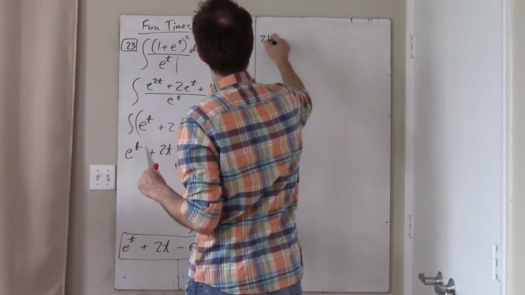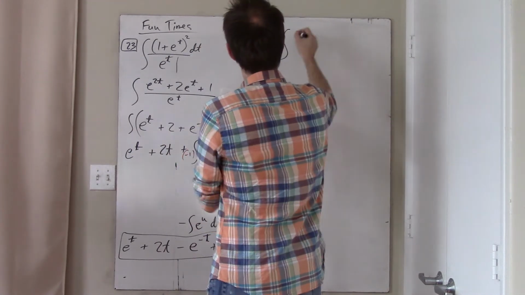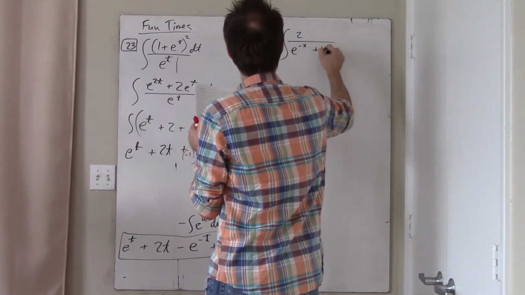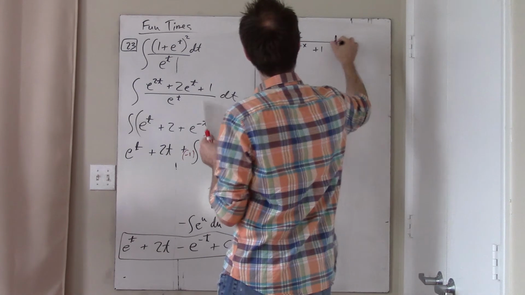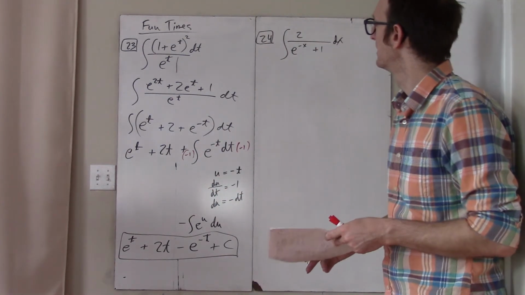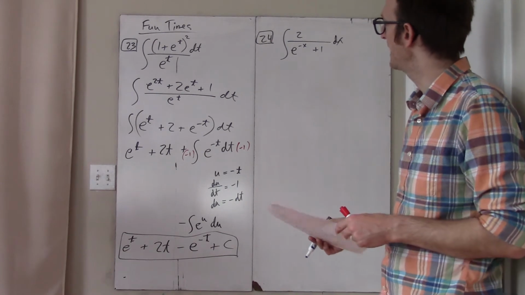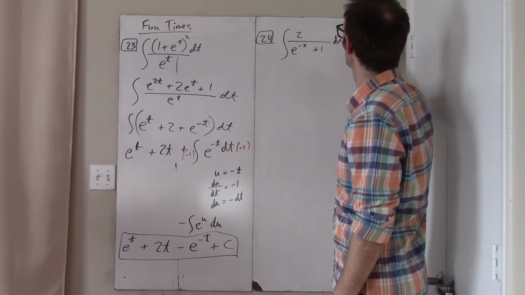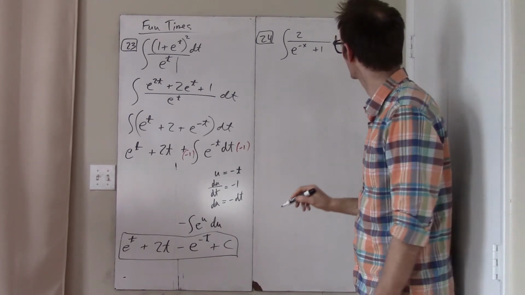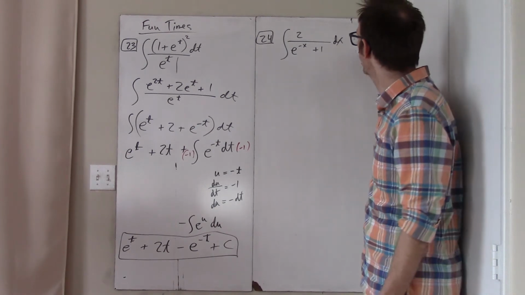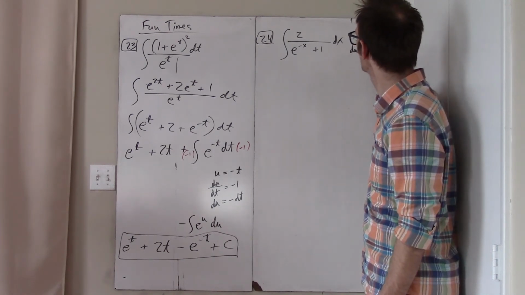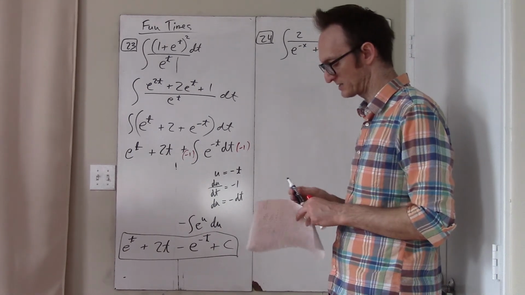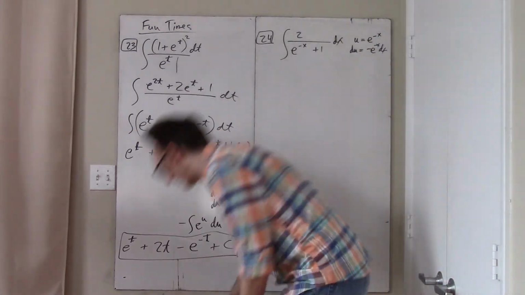This is another problem in which some algebraic creativity is required. So, 2 over e to the negative x plus 1. Okay, what am I going to do now? Well, once again, I'm at a loss. If I try to let u be e to the negative x, which is maybe a reasonable idea, it just doesn't work, because du is negative e to the negative x, and I don't have one of those there to complete that substitution. So I have to try something else.